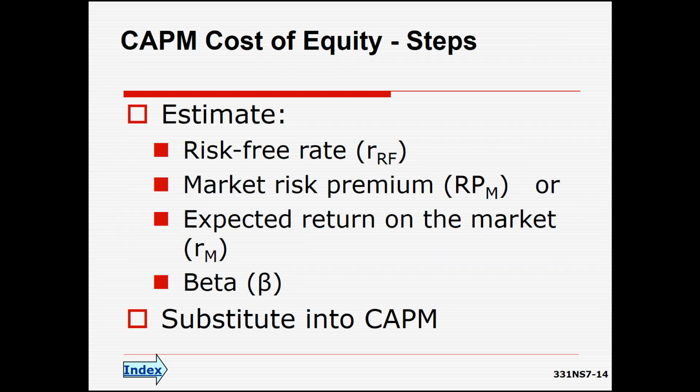To find the cost of equity using CAPM, we need to find a proxy for the risk-free rate, typically the long bond, the 30-year Treasury, estimate the market risk premium, or determine a proxy for the return on the market, typically the return on the S&P 500. Find or calculate beta. Substitute these into the CAPM-SML equation.